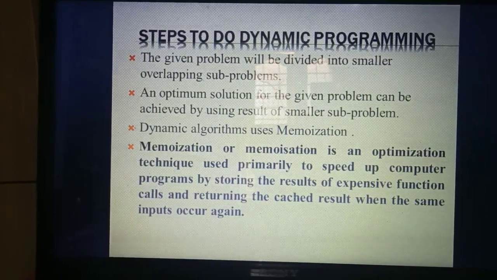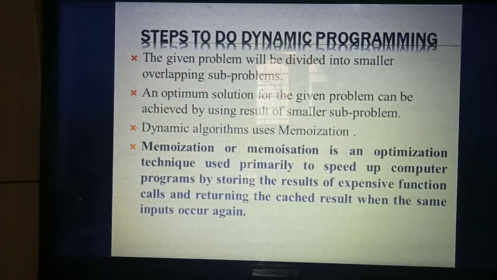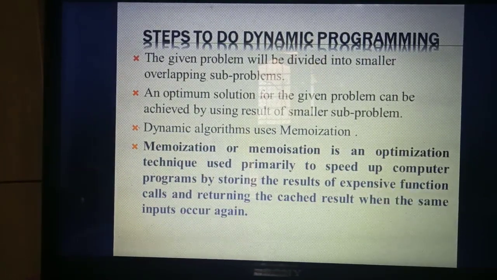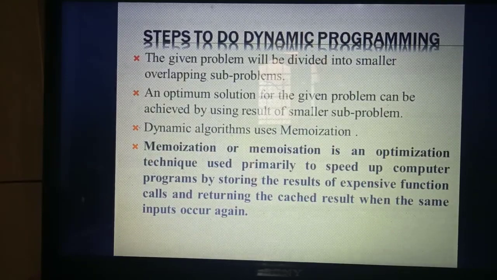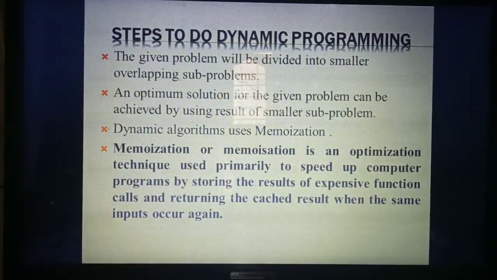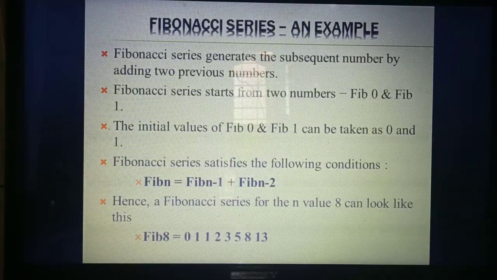Memoization is a technique mainly used to speed up computer programs. It is used to store the results of expensive, important function calls. In order to avoid computing the result again and again, you store it in the cache result. When the same results occur again and again, you store that particular thing in the cache result. Understand? Yes.